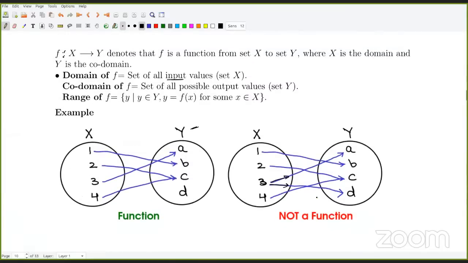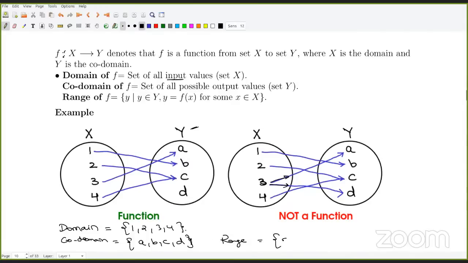Okay, sir. In this function, if I wanted to talk about domain, the domain will be 1, 2, 3, 4. And codomain will be A, B, C, D. And range will be A, B, C, the actual outputs. Okay. So this is domain, codomain, range. This is a relation, but it is not a function. So for a function, for every input, we need to have only one output.